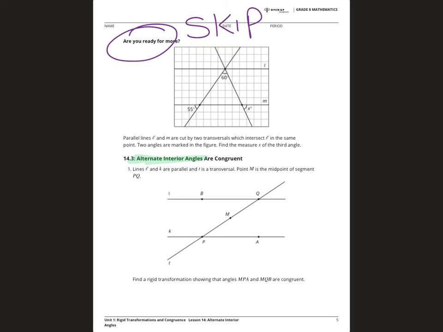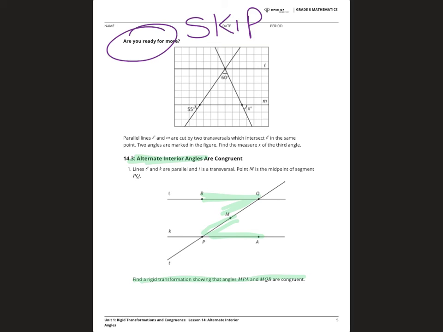Okay. It says find a rigid transformation showing that MPA and MQB are congruent. So go ahead. I want you to use your tracing paper and try to find a rigid transformation. So remember, your rigid transformation is going to be, is it a translation, is it a reflection, or is it a rotation? So go ahead and do that.